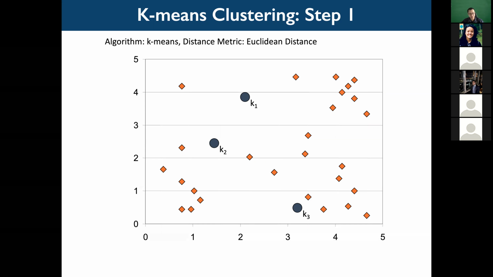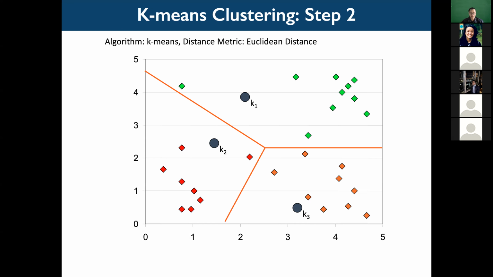Then we assign all the data points to these three clusters based on the distance between the clusters. Here, K1, K2, K3, we can consider as the centers of the clusters. We assign all the data points to the three clusters based on their distance or similarity with these cluster centers. After we do the calculation, we find for each data point which cluster center is the closest.